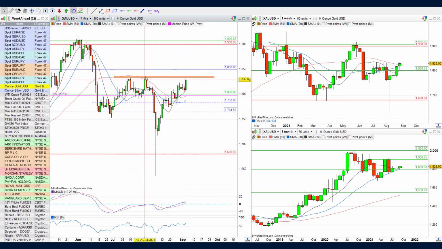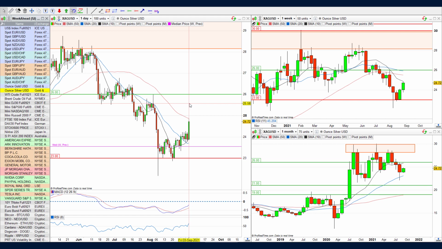Okay, you can see here we had a bit of a knockback, then we had a deeper knockback. We're back up at that level again. Gold is certainly very keen to try to get over the line there, and I like that idea.